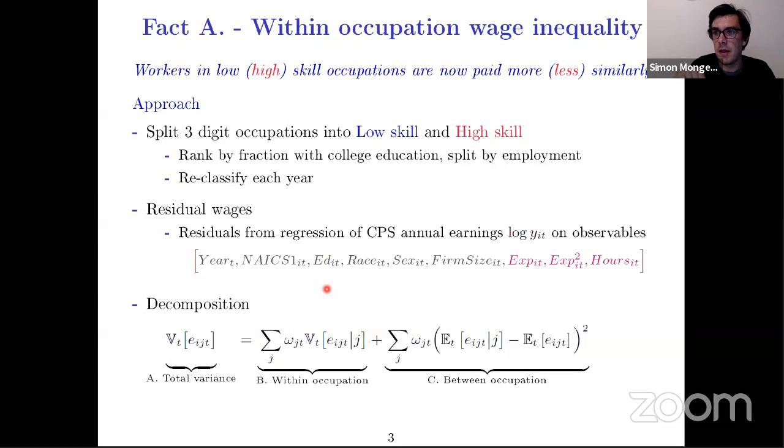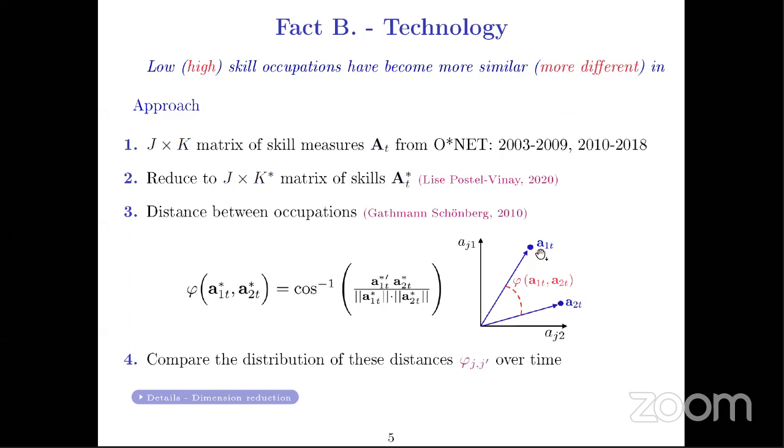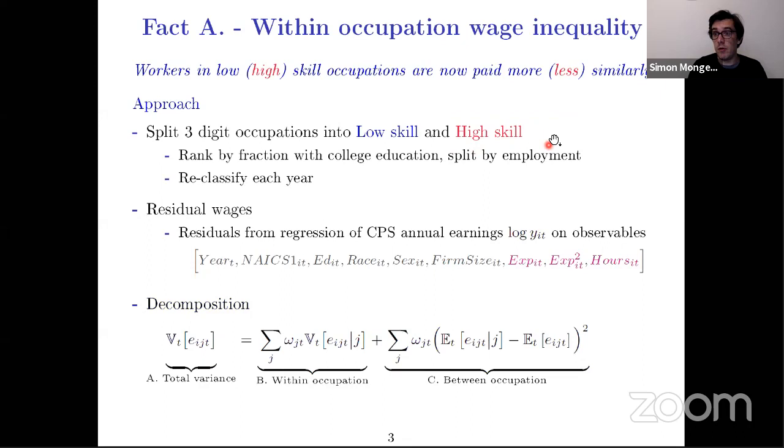The distance might be important, right? Yeah, the distance depends on how I'm chopping up these occupations. Because I'm splitting at the median, I can move a bunch of occupations across them and the results are pretty much the same. So I can rank them by fraction of routine skill or fraction with high school education and get very similar results.